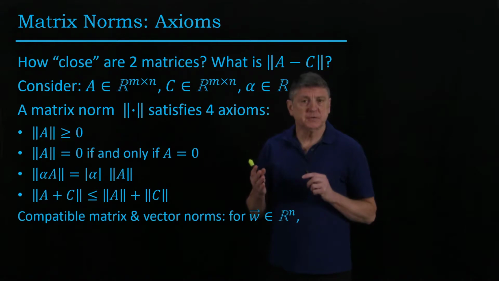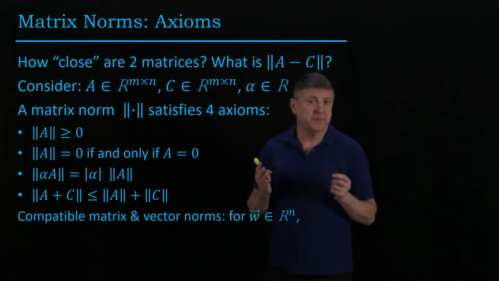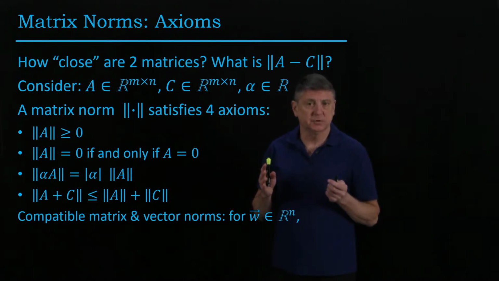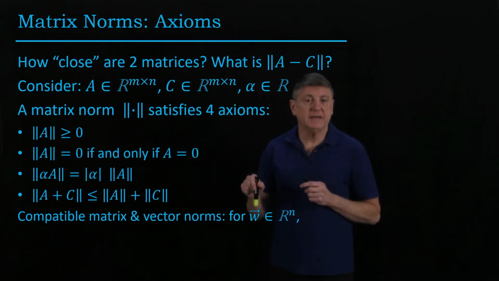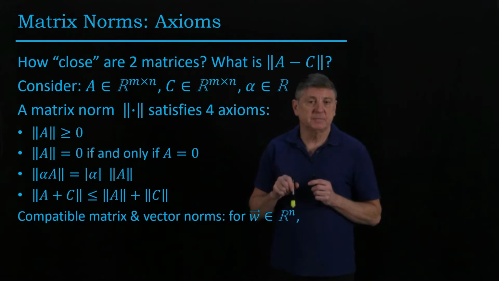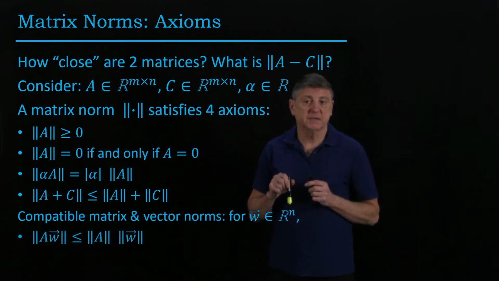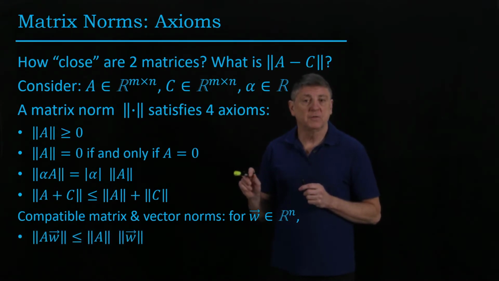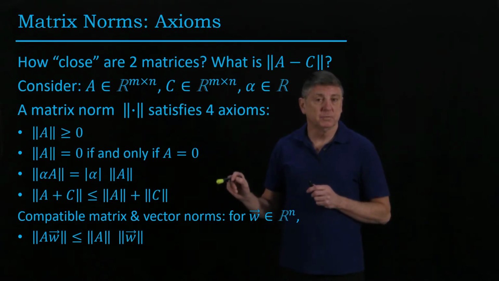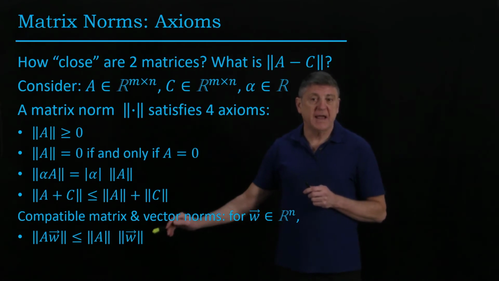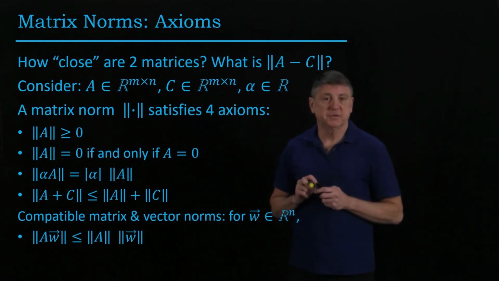If a matrix norm and a vector norm are compatible, this is a technical term, what it means is that for any vector that can be transformed by the matrix, an upper bound on the transformation of that vector by the matrix is the product of the vector norm of the vector and the matrix norm of the matrix that we're examining.